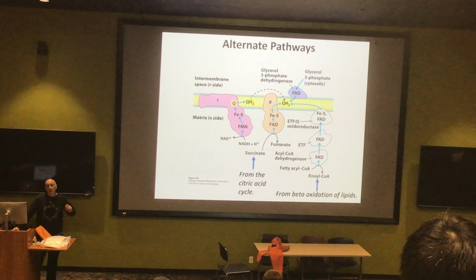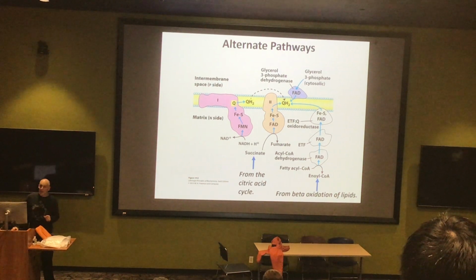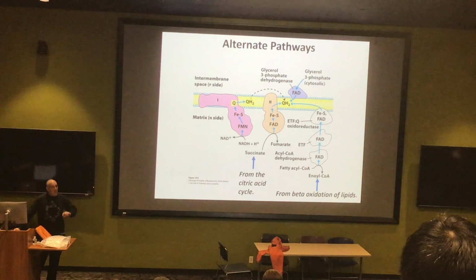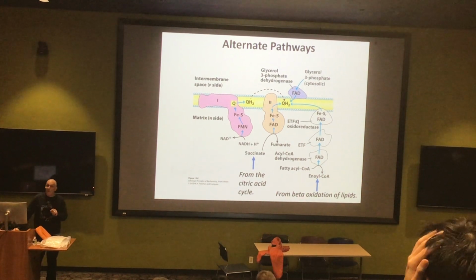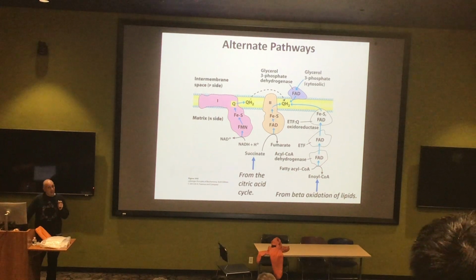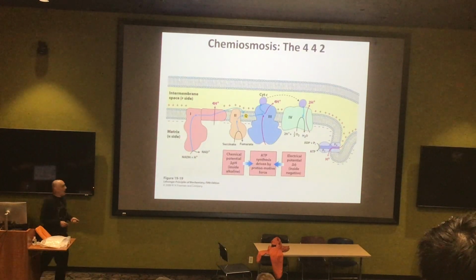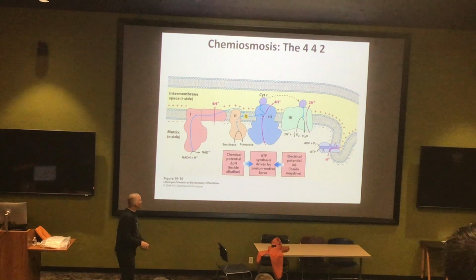So not all electrons are worth the same amount. NADH electrons pump 10 protons. Electrons that were extracted onto FAD to make FADH2 are only worth 6 protons. Anyway, here we are. This is kind of what we've done so far.